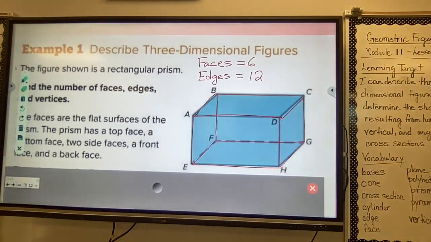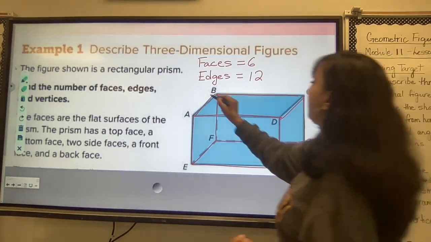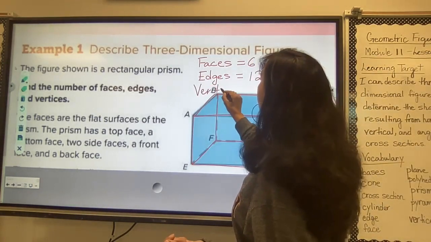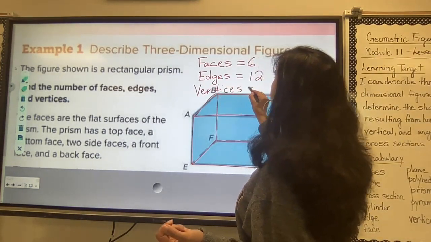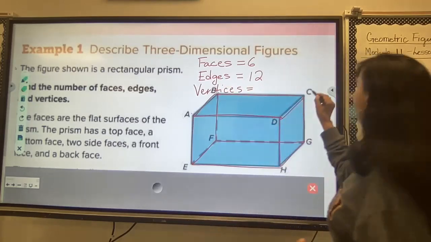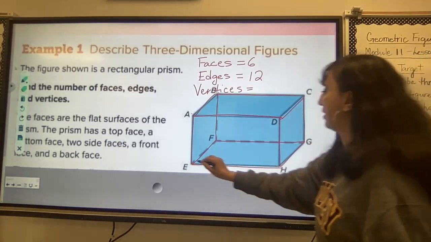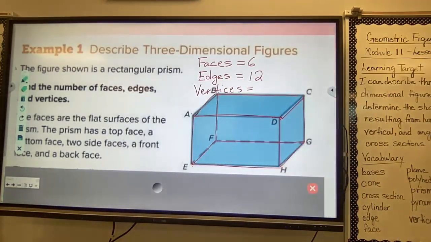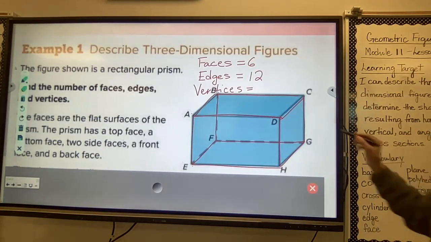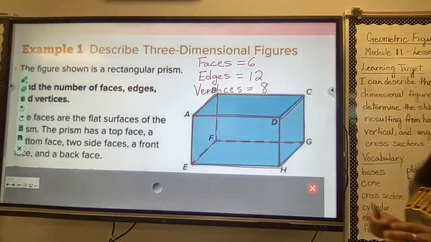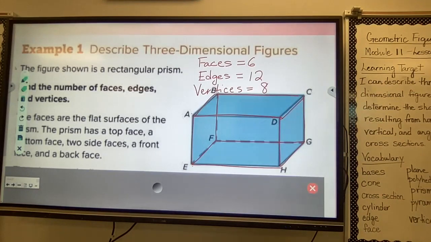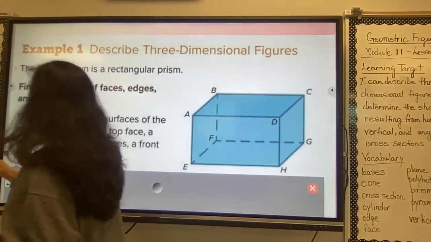All right. And let's talk about the vertices. How many vertices do we have? So that is 1, 2, 3, 4, 5, 6, 7, and 8. So each of those are vertices. So we have 8 vertices when we look at this shape. All right. Now, let's look at another one.